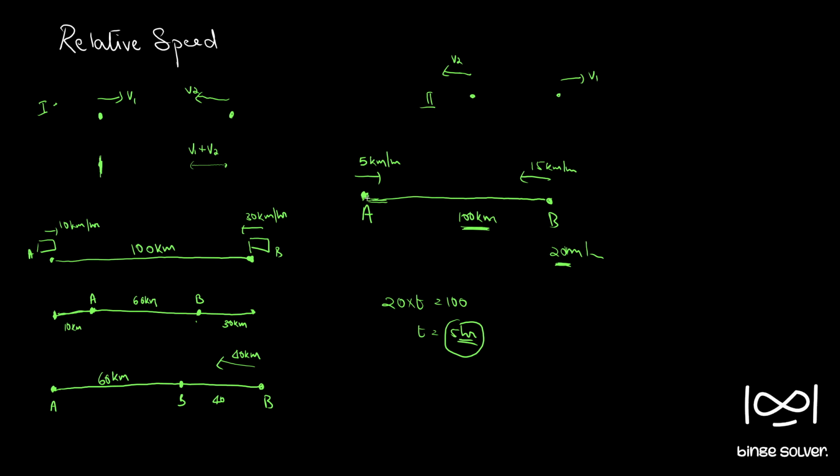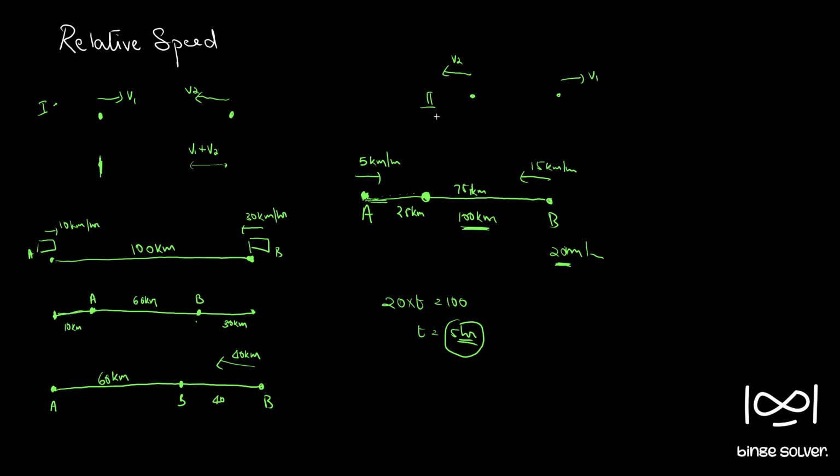So 5 into 5, A has traveled 25 kilometers when they meet, and B has traveled 75 kilometers when they meet. So A will be meeting here. Once we have found T, it is very easy to find the location where they meet also. So this is how we solve questions in relative speed. This is the first scenario.